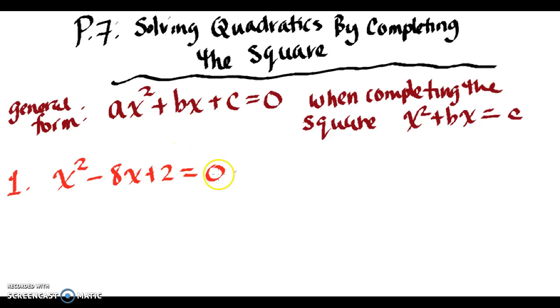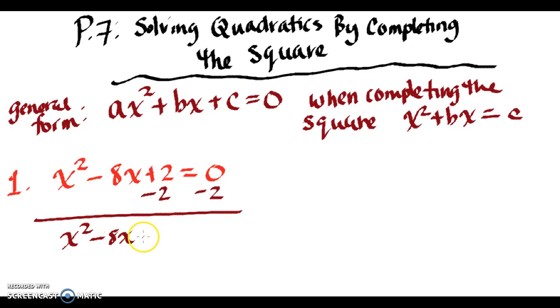We need an equation to solve. So we want it to look like this form here. So what I'm going to do is subtract 2 on both sides. So now we have x squared minus 8x, and I'm going to leave a blank space here so I can complete my square. Okay, so once we move the constant to the other side, now we're going to add.